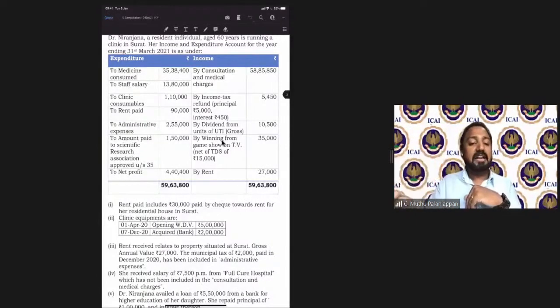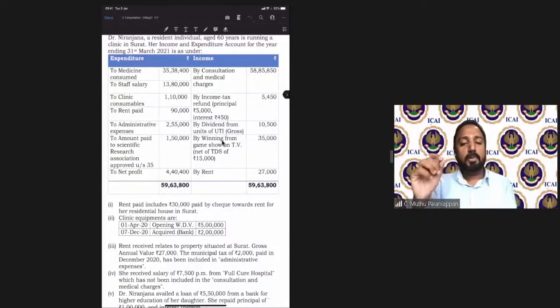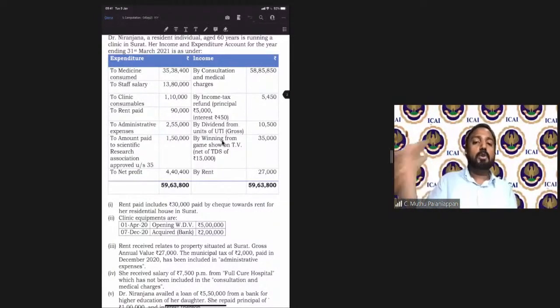Administrative expense. Scientific research: for scientific research, there is no more weighted deduction. You are eligible for a flat deduction of 100%. So this 1.5 lakhs, you are eligible to claim 1.5 lakhs. Since it is already there in the P&L, it means it has been allowed as an expenditure, so there is nothing else to do about it. Now we have read through the expenditure. After going through this expenditure and income part, come back to this other information and go one by one.